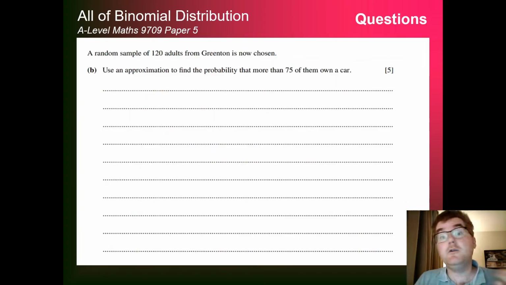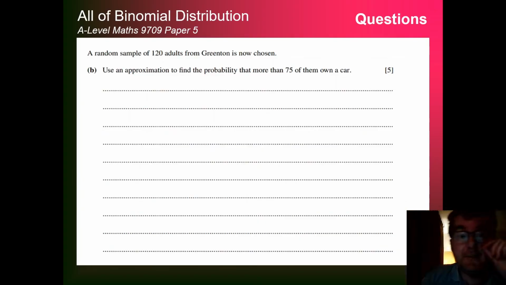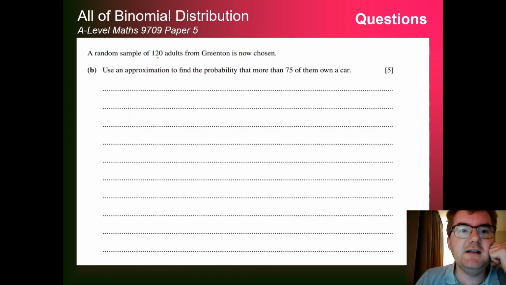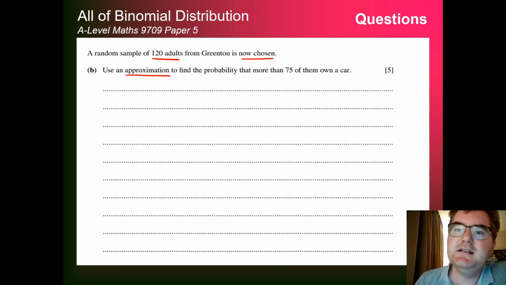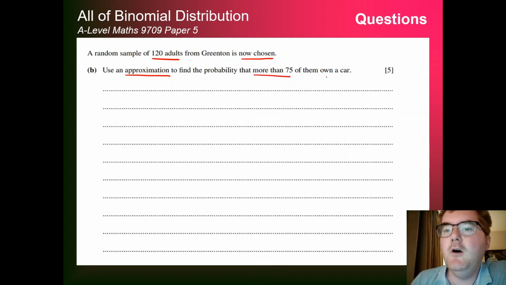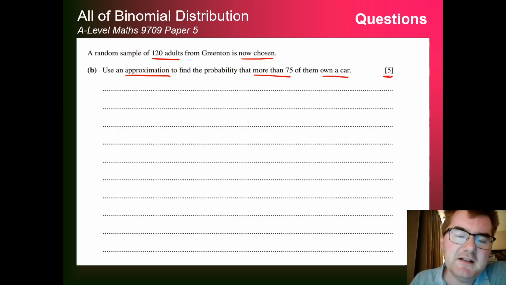Now, going straight into a pretty tricky question right off the bat here, which is a random sample of 120 adults is now chosen. Sometimes they'll actually get you to justify why we're using the approximation. Again, we'll talk about that in a later question. But here we just need to use the approximation to find the probability that more than 75 of them own a car. 5-mark question is going to require quite a bit of work.